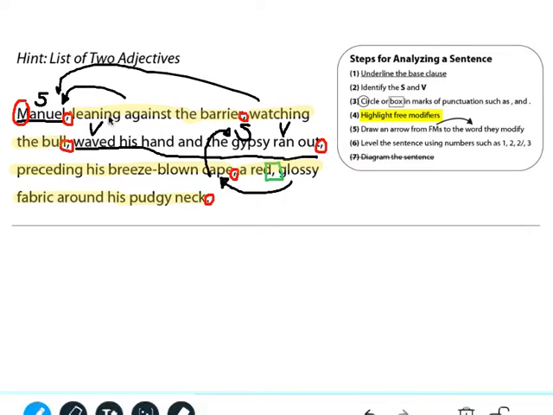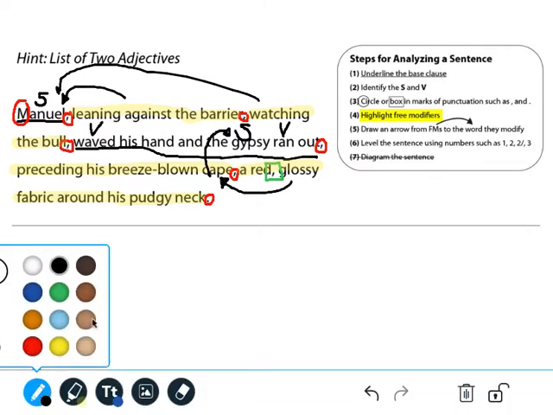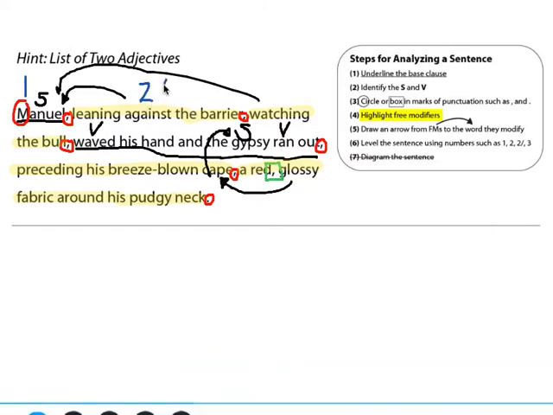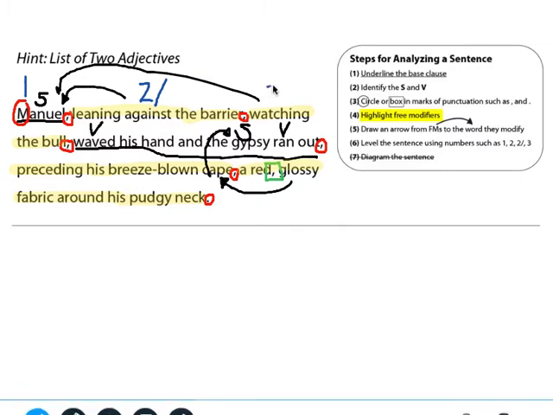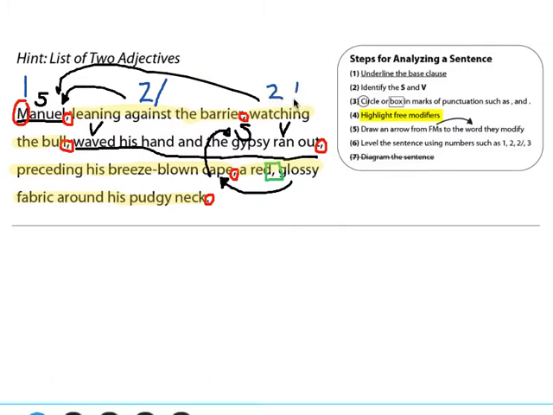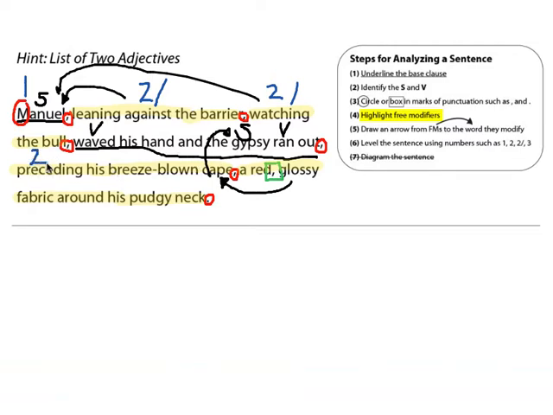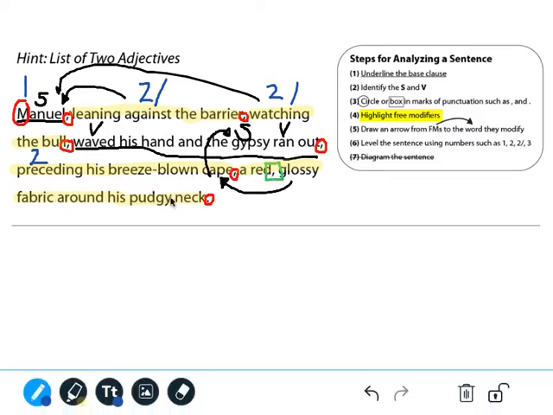So that's the next step in the analysis. It's not always easy, but it is part of the process. So in this case, there's our base clause. We've got a medial position free modifier here that interrupts the base clause, and we've got another one as well. Preceding his breeze-blown cape modifies the gypsy, which is part of the base clause. And then a red, glossy fabric around his pudgy neck is an entire free modifier. There's not two free modifiers here. This comma is part of one single free modifier.